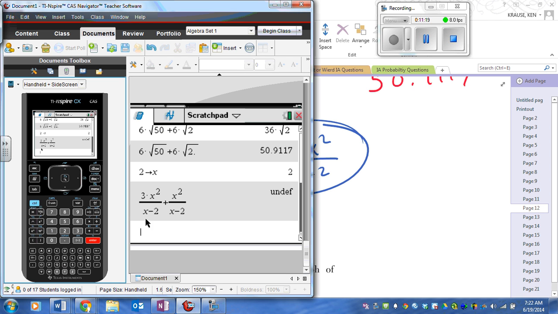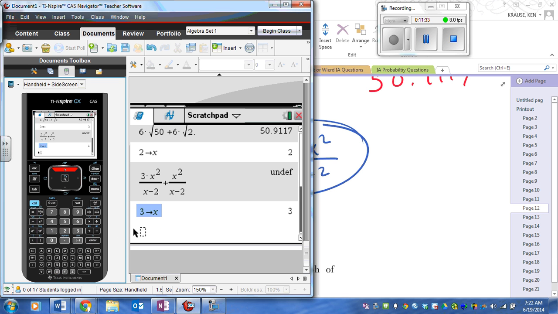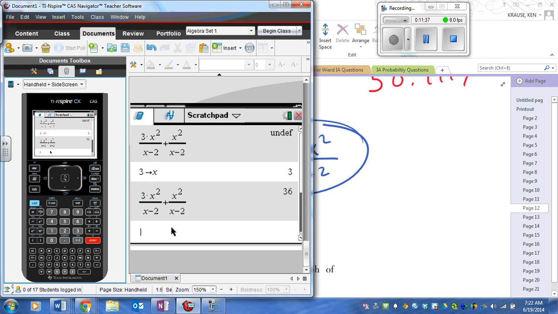Why is it undefined? Because you can't use 2. So we have to use 3. Let's do 3, store it in x. That's a good thing here, right? We can't use 2 because the denominator is undefined, so you can't do that. So I want to retype that, so go up here, enter, and I type 3 and I get 36. And my answer is 4x squared.